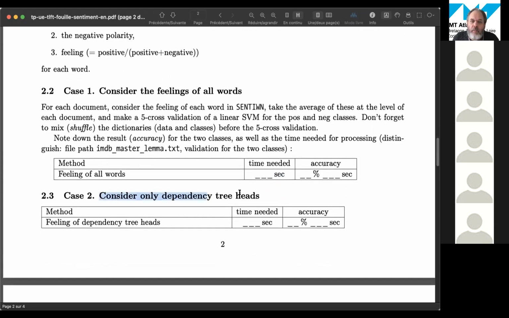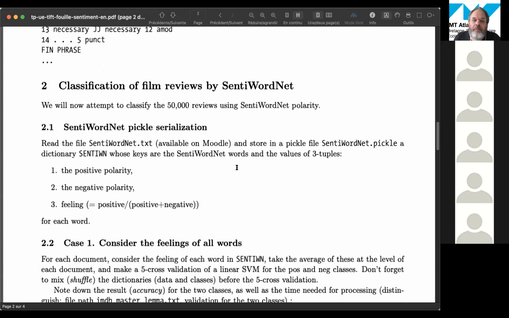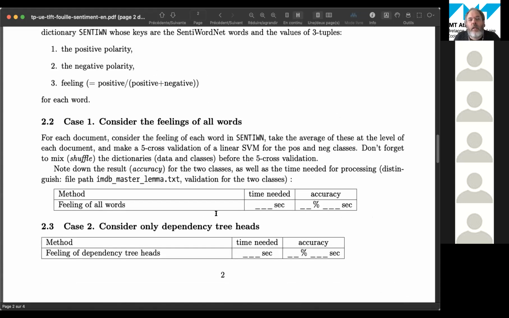The second attempt is to take only dependency tree heads. So here, remember in this notation, these are dependencies. This means that this word is governed by number 5, this word, and this is the nature of the dependency, and this one is root of the sentence. So dragged is the root of this sentence. So second attempt, take only roots, the heads.